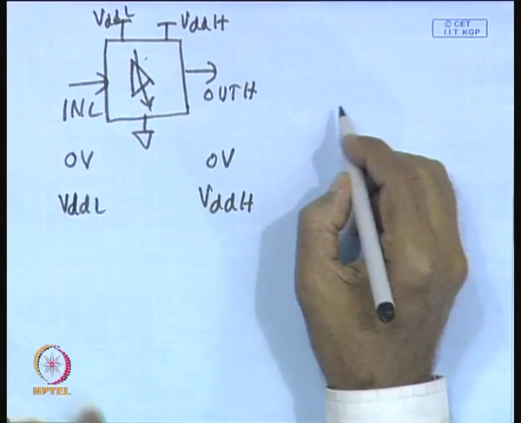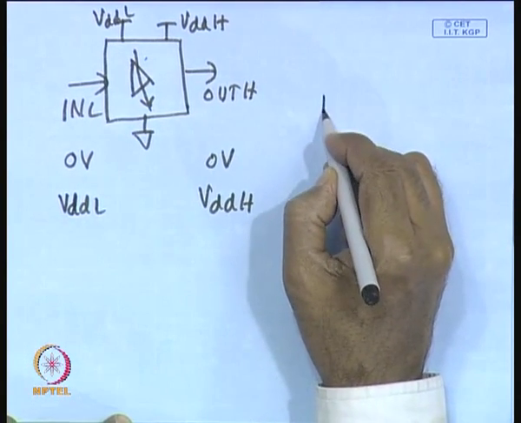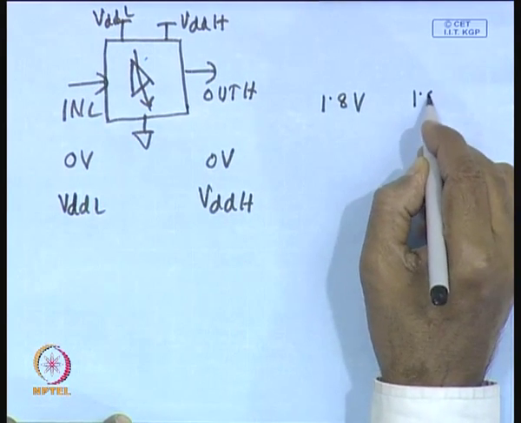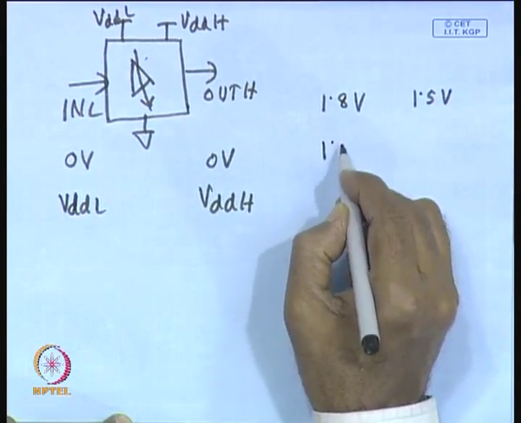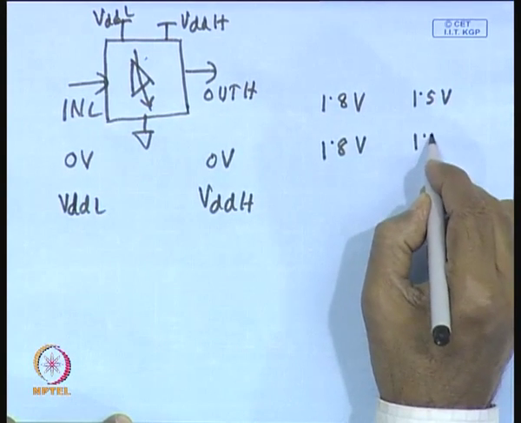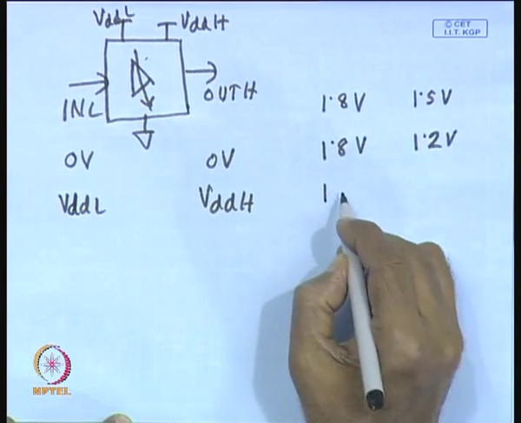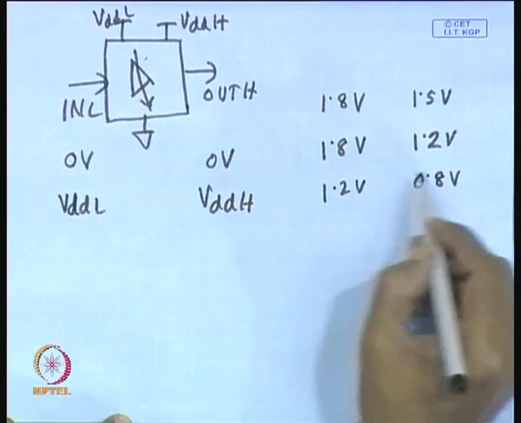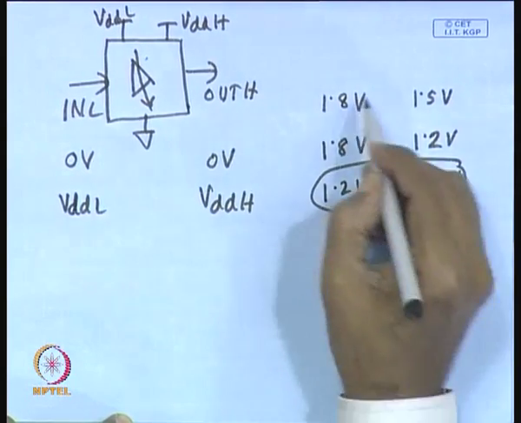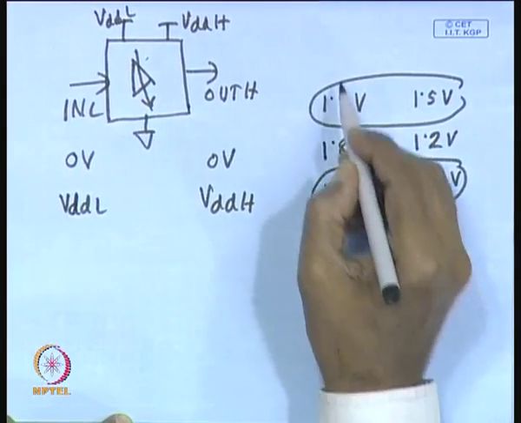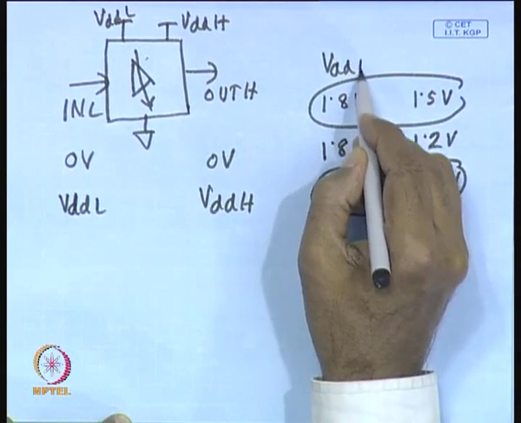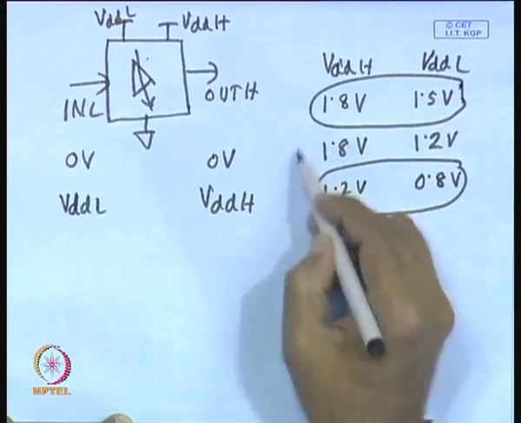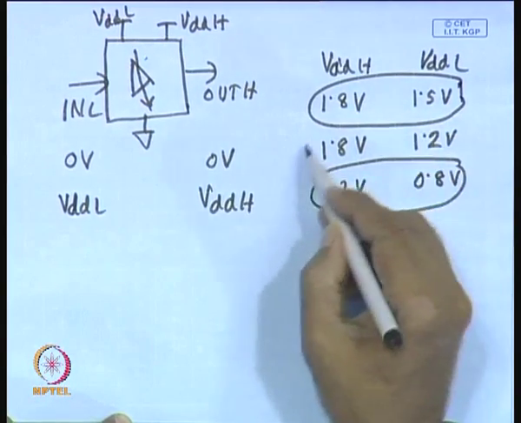For example, you may be having voltage domains, as I mentioned, where one can be 1.8 volt and another can be 1.5 volt. This is one pair. Then it can be 1.8 volt and 1.2 volt, or it can be 1.2 volt and 0.8 volt. So, this type of voltage pairs are there. This is your VDD H and this is your VDD L. For all these pairs, the level converters are to be characterized.